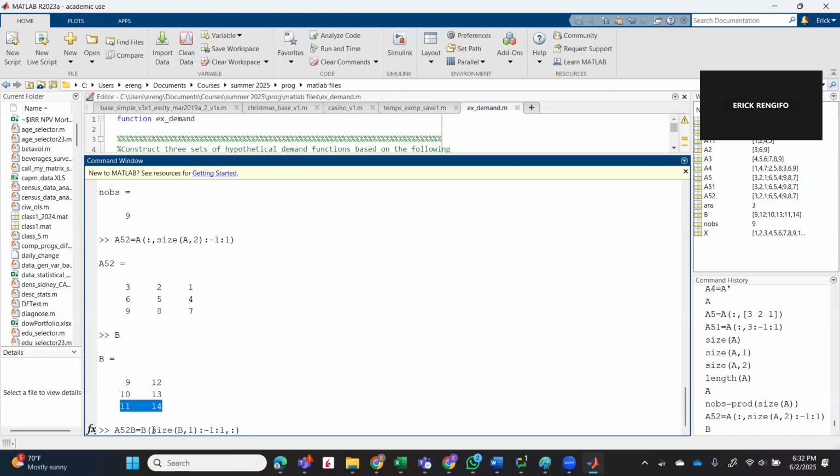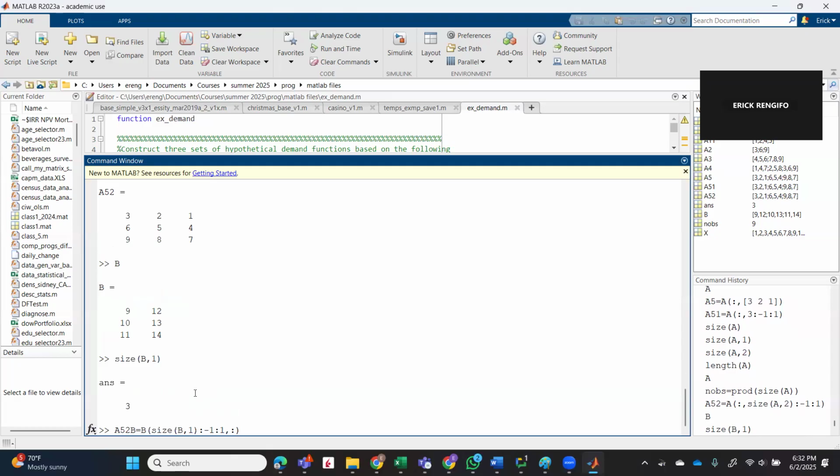So what I'm saying is size of B, 1. So I'm saying number of rows of B, the number of rows is 3, decrease by 1 up to 1. So it's going to be 3, 2, and 1. So it's going to put first the third row, all columns, the second row, all columns, and the first row, all columns. Exactly what we wanted to do, right?